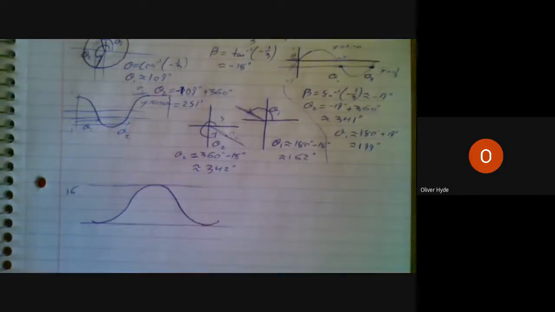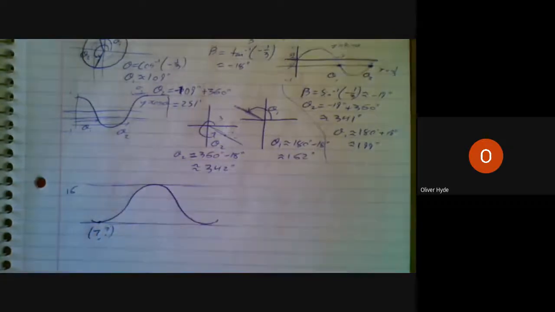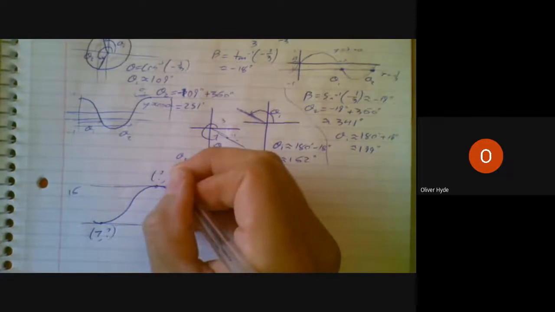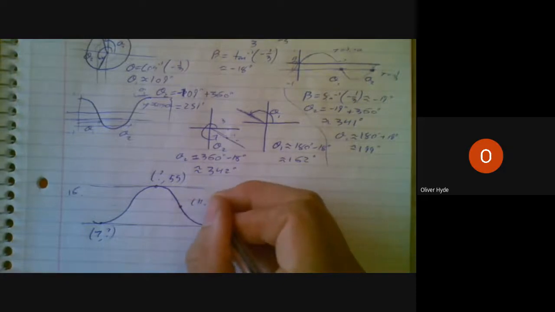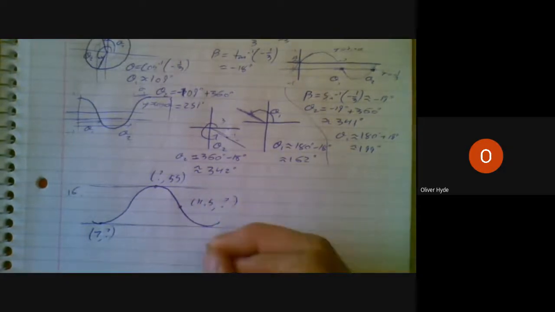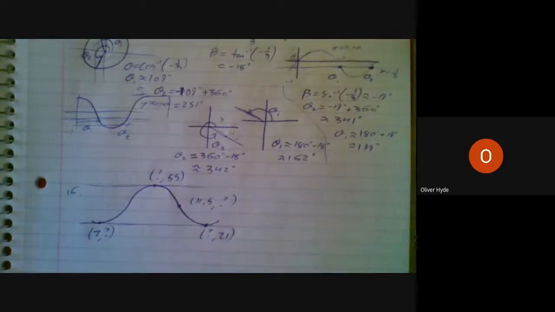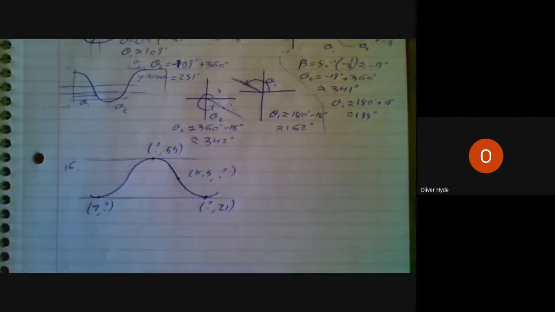Like that. And we're told that this point right here happens at 7 comma something. And then this point right here happens at something else, comma 55. I hope it's obvious that those have to be different. This axis point right here happens at 11.5 comma something. And this right here happens at something comma 21. I really like this question because it's not overloading you with information. You have to really pick the information that you're going to use.